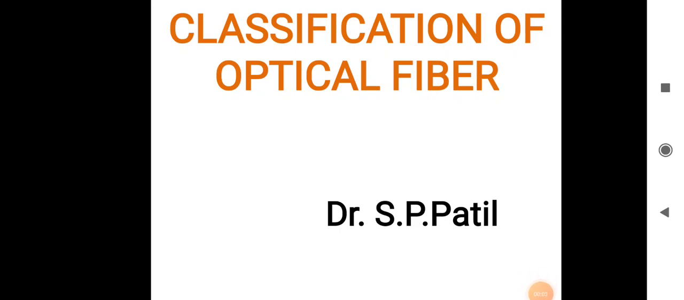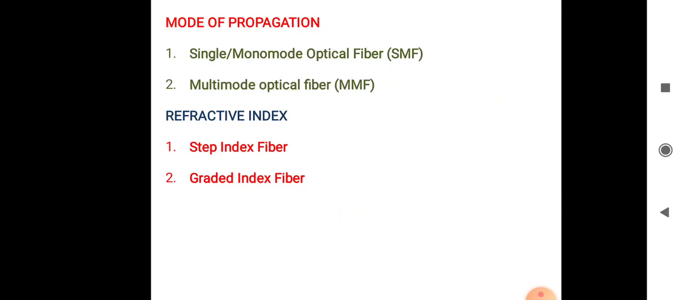So in this video, we discuss the classification of optical fiber. Now, on the basis of mode of propagation, the optical fiber divides into two types. First one is single, or we can say monomode optical fiber, and second type is multimode optical fiber. Now, on the basis of refractive index, optical fiber is classified into two types. First one is step index optical fiber and second is graded index optical fiber.